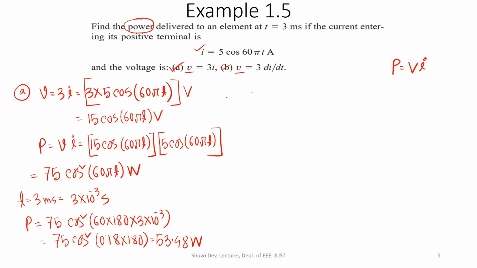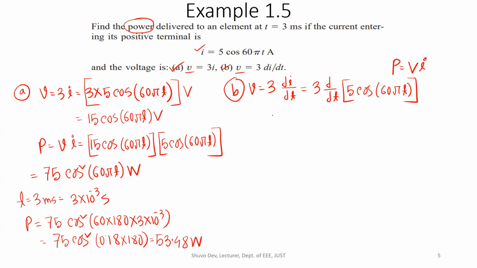So now for the second case, this is B and here is the voltage. V is equal to 3 di divided by dt. So we have to differentiate the current to find the voltage, that is 3 d by dt. What is the value of current here? Current is 5 cos 60 pi t. Okay. So now we have to differentiate this. We all know the differentiation. So differentiating cos, it will be minus sine. Okay, and we have to differentiate this 60 pi t and it will also give us 60 pi.